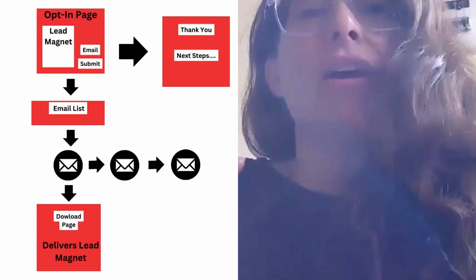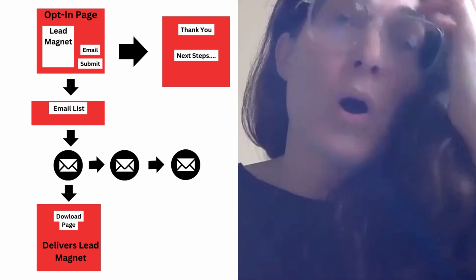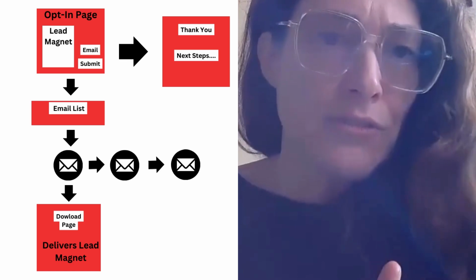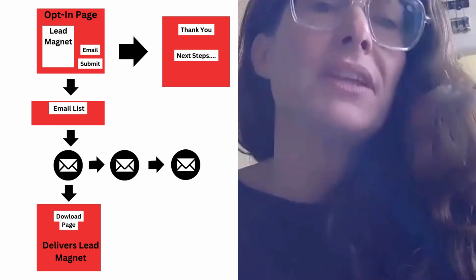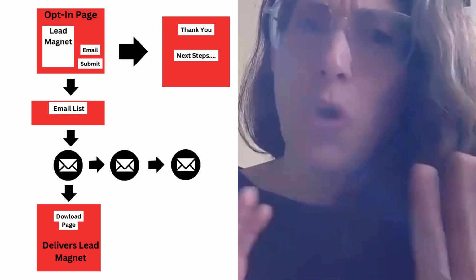Then you can do a double opt-in or a single opt-in. With a single opt-in, you just deliver the lead magnet. With a double opt-in, it sends them an email and they have to click on something to get the lead magnet and to double opt into your email list. Okay, so that's kind of what a funnel is in short. Now let's start.